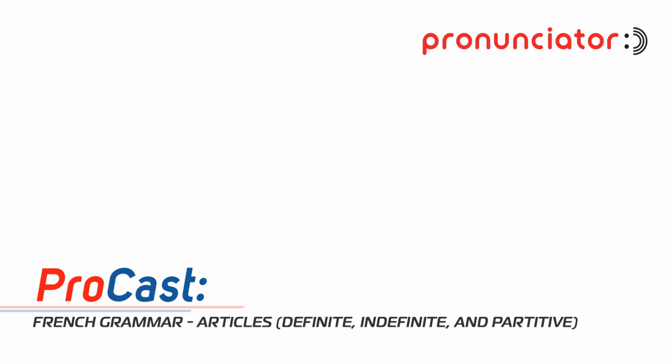Okay, so same gender and number rules, but for stuff you can't really count. But why even have separate articles for that? Why not just say some? Well, because French, it's all about nuance. So think of it this way. When you use a partitive article, you're talking about a part of a whole, the unspecified amount.